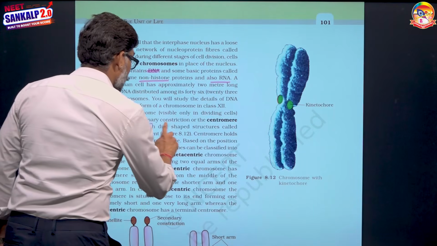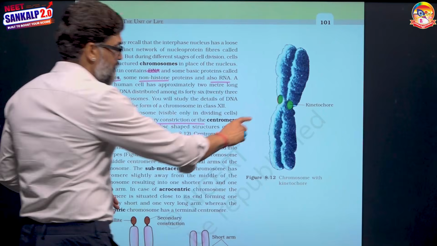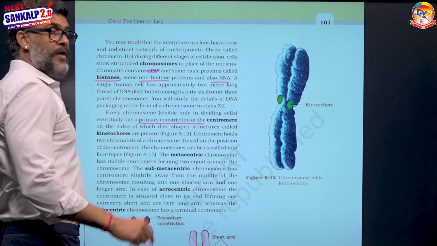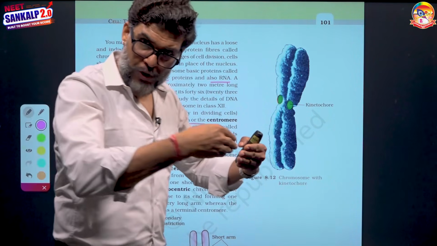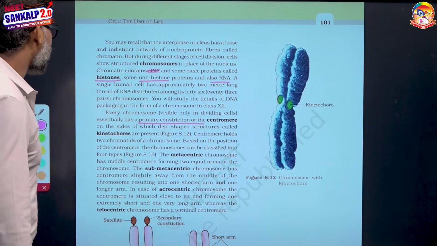essentially a primary constriction is present, that is called the centromere. On both sides of the centromere, we are watching the kinetochore. Kinetochore is the site where microtubules are attached during cell division, so it takes part in cell division.